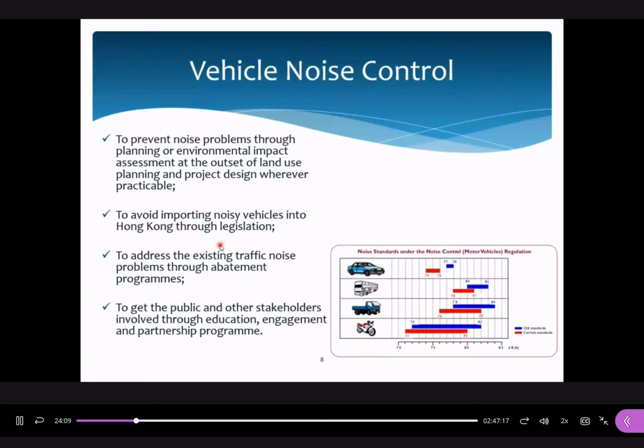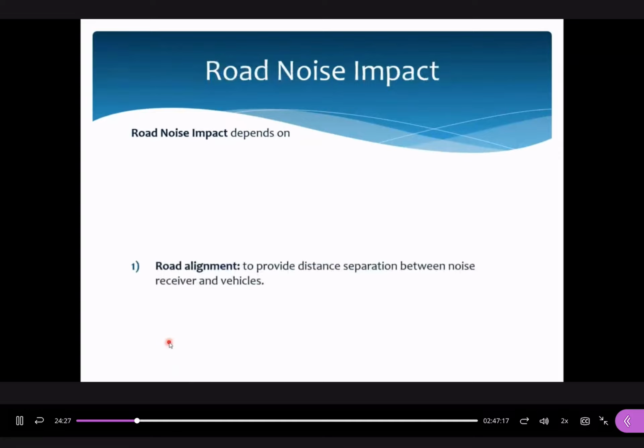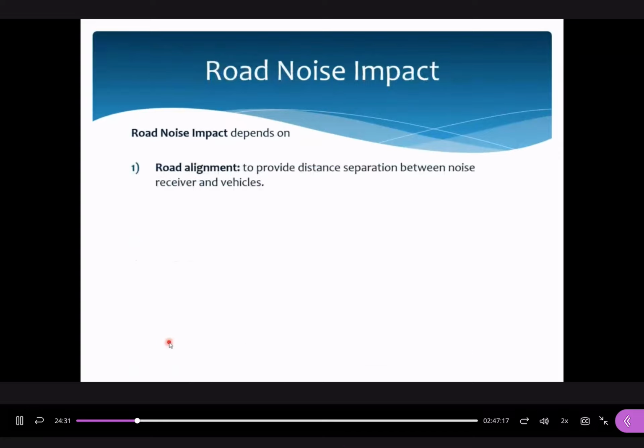And we want to address the existing traffic noise problem through abatement programs and get the public and other stakeholders involved through education, engagement, and partnership programs. All of them are some general guidelines. Okay, road noise impacts depend on road alignments. We want to provide sufficient distance separation between the noise receivers and vehicles. Noise receivers here refer to any buildings or any sensitive receivers.